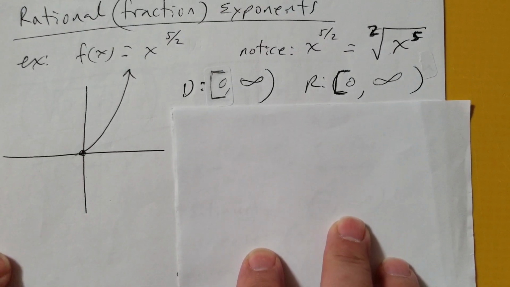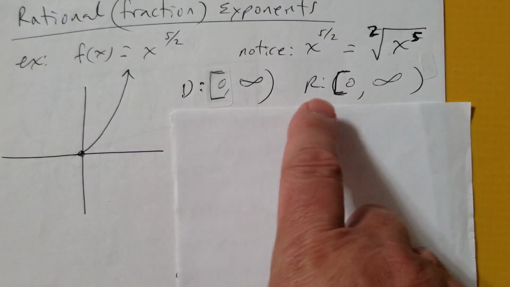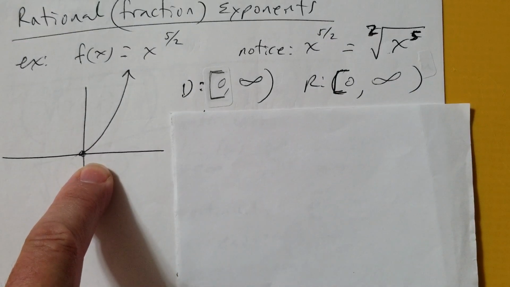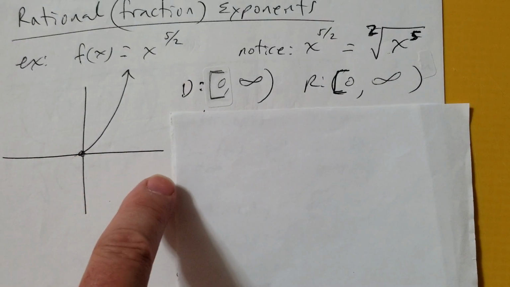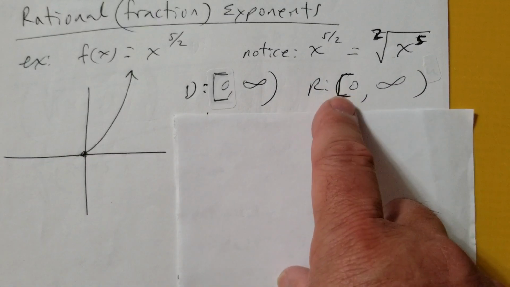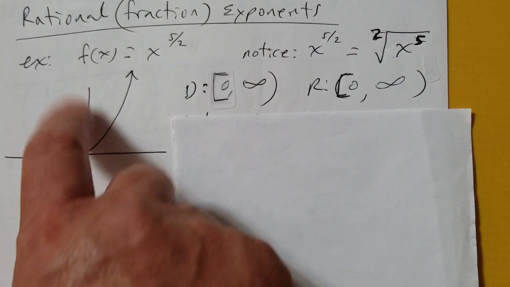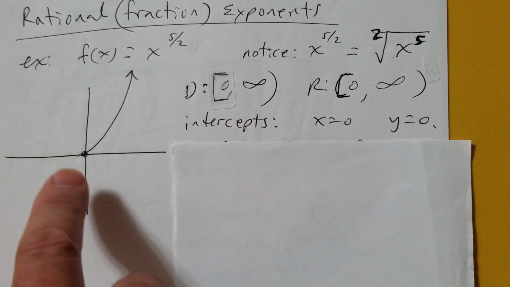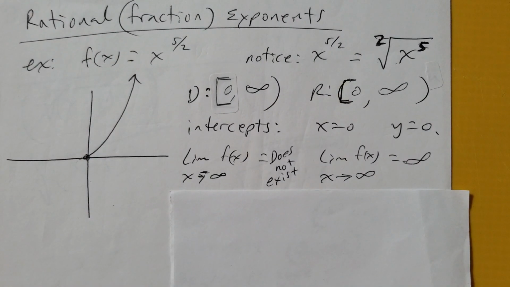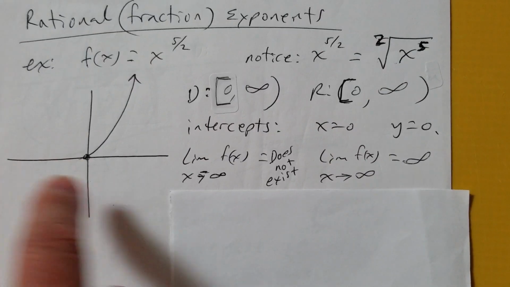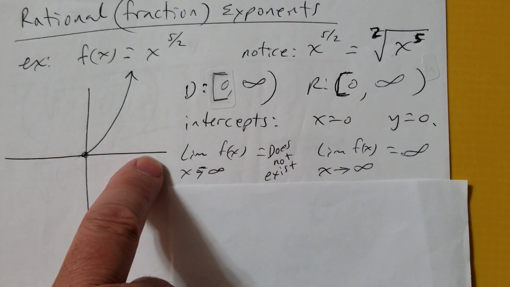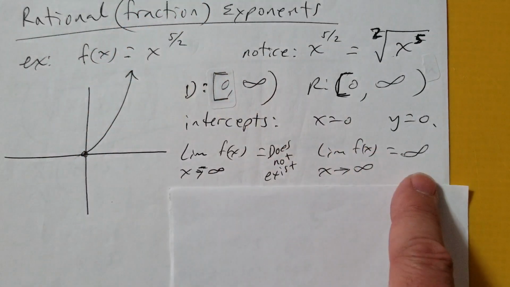Right? So notice the domain and the range. Domain goes from left to right, so it starts at 0 and just keeps going on forever. The range starts at the bottom, goes up, starts at 0 and goes up forever. Okay, intercepts, they both intercept at 0. The limit, what happens in the other end? Well, as you go this way, it doesn't exist. As you go forever this way, there's nothing there. But as you go this way, it keeps going up forever, so it increases to infinity.